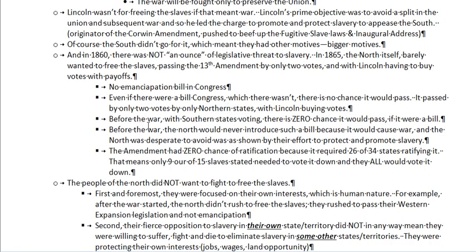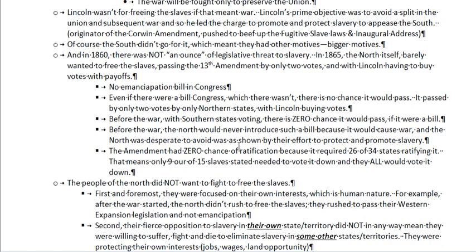Before the war, with the southern states voting, there was zero chance it would pass if it were a bill. Before the war, the North would never have introduced such a bill because they're dead against going to war, and this would cause a war. This is proven by all the things they did to bend over backwards to protect and promote slavery. You think they wanted the war? It's proven they're desperate to prevent a war. Why would they introduce a bill that's going to cause a war?